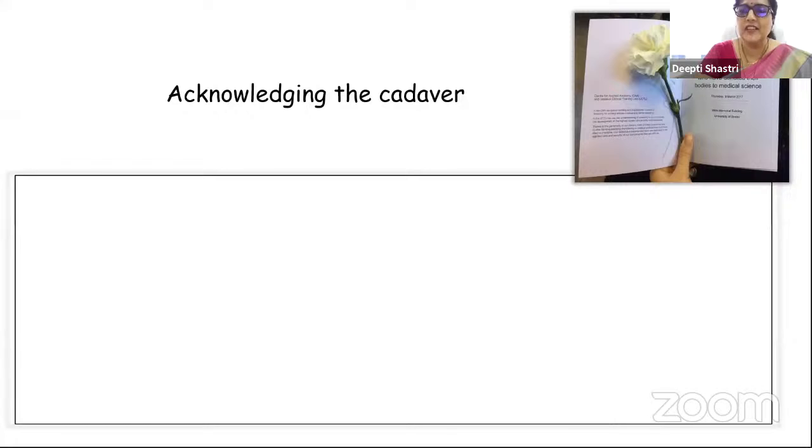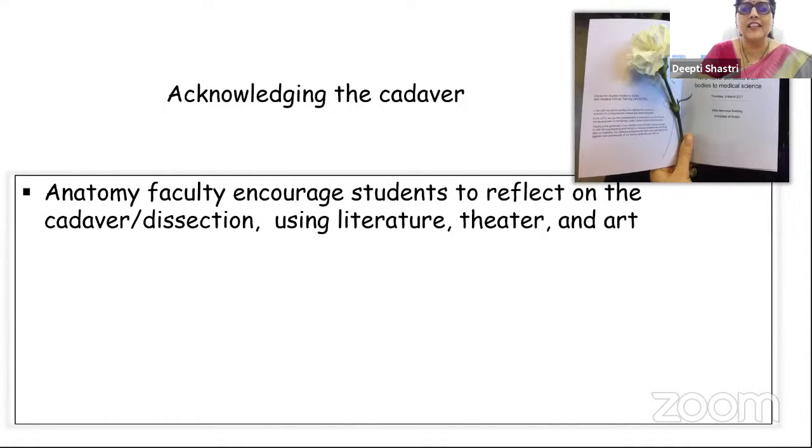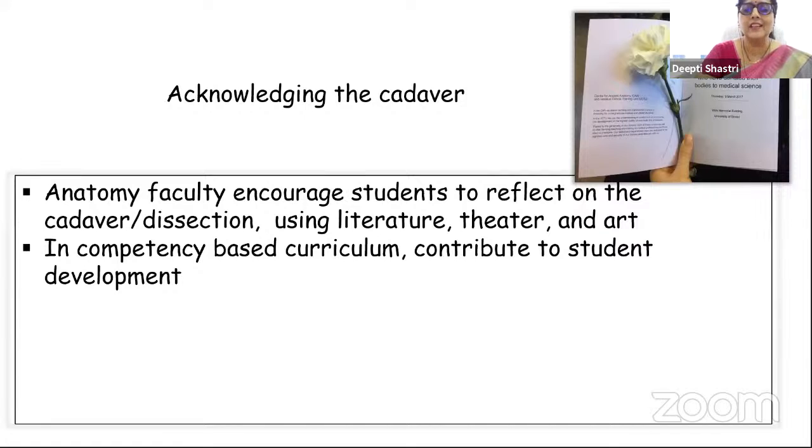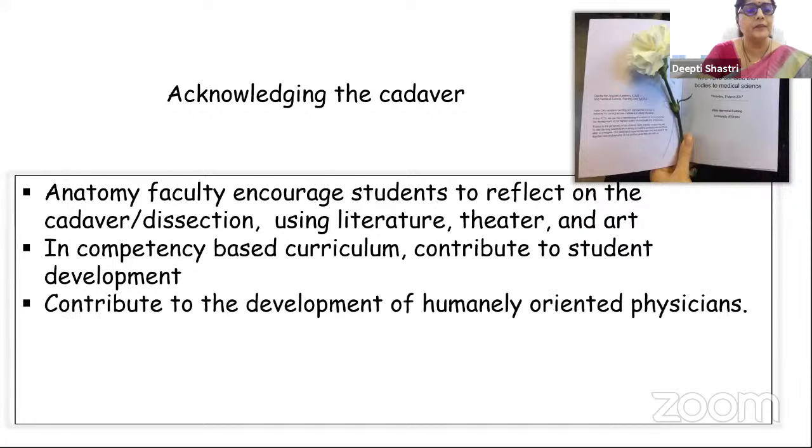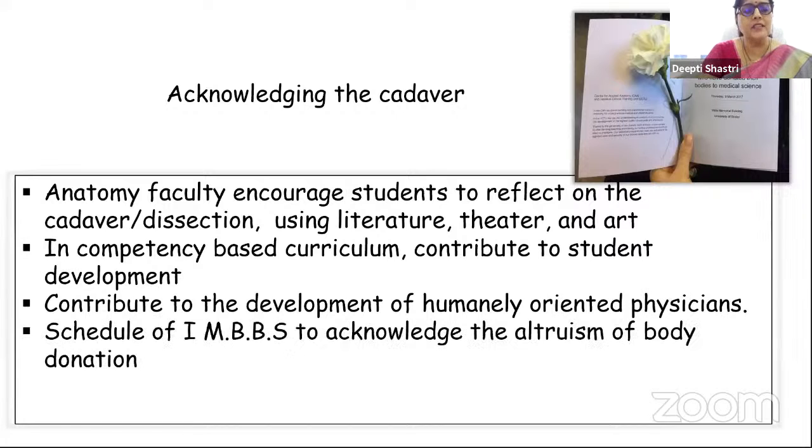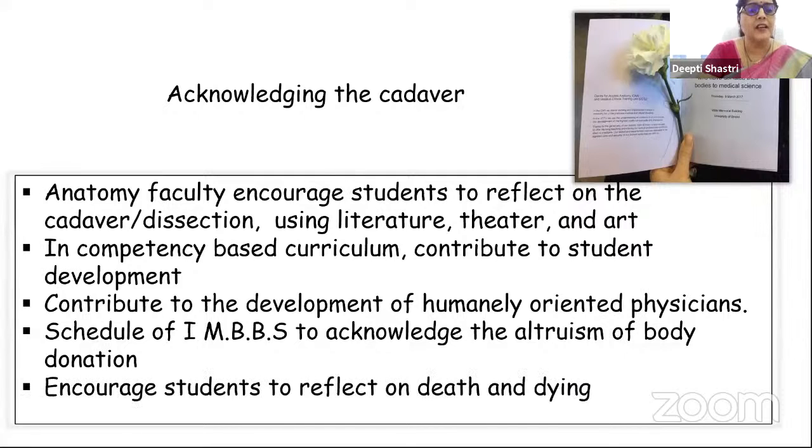Now that we know how reflection can be done effectively, let's move back to reflection on cadaver and dissection. I'm sure all the anatomy faculty encourage the students to reflect on the cadaver and dissection. This could be done by using literature, theater, and art to explore aspects of professionalism and ethics with respect to the cadaver. In a competency-based curriculum, these activities contribute to student development and ideally contribute to the development of humanely oriented physicians. We anatomists dedicate a time in the schedule of first MBBS to acknowledge the altruism of body donation, thereby encouraging students to reflect on death and dying.